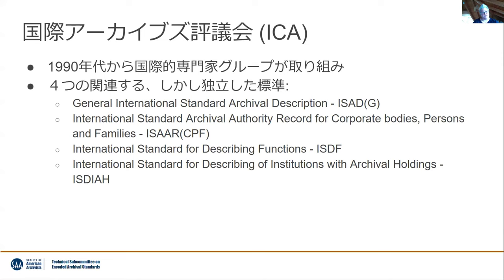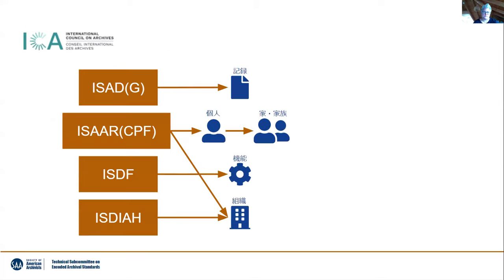There is the International Standard for Describing Functions, so describing the functions that those record creators have fulfilled and where the result of those functions is the archival records. And then the International Standard for Describing Institutions with Archival Holdings, or ISDIAH, which essentially looks specifically at contact details for archival institutions or the services that archival institutions provide to their audience. Next slide, please.